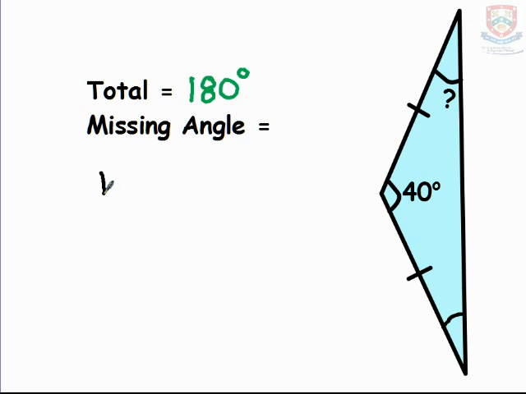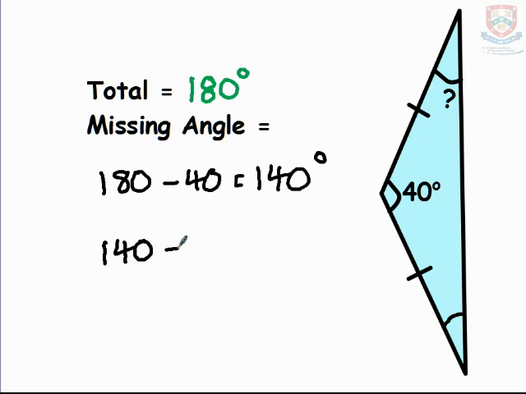So 180 take away 40 equals 140 degrees, just like in our last question. So these two angles add together to give 140. Well, if they're both the same, then all we need to do is to take that missing angle and half it. So if I divide it by 2, I find that each of the missing angles is 70 degrees.